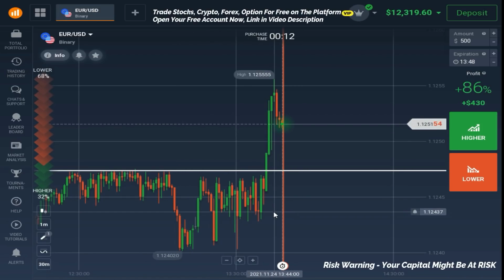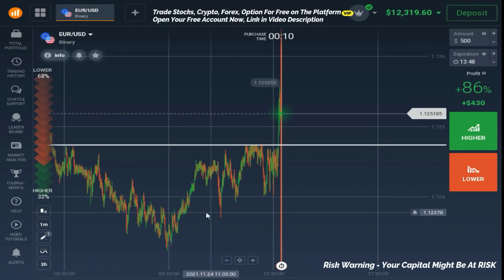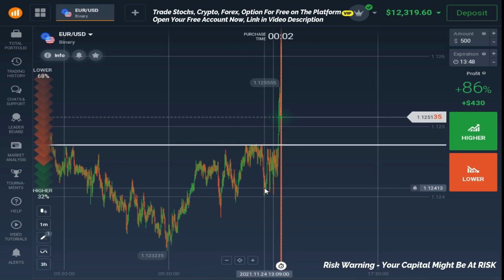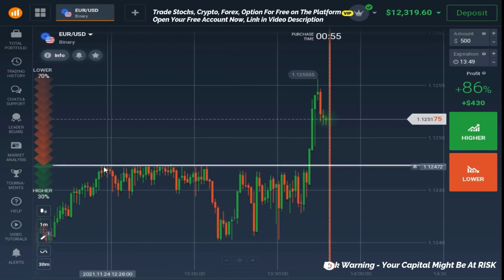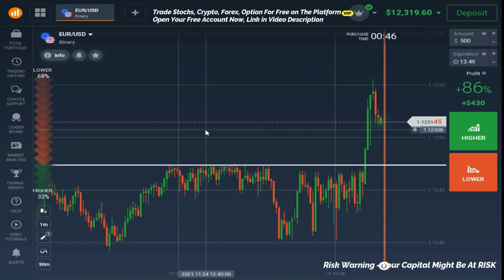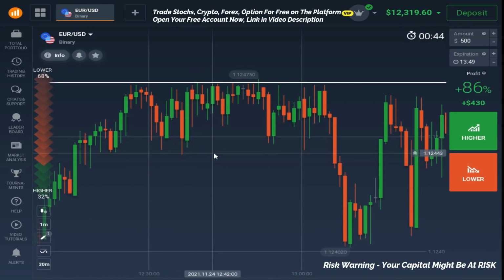Now let me explain why I took this trade. The simple reason was that the market was consolidated here, but still forming higher highs, meaning the market wants to go up, but there is a situation which is stopping it. So what is the situation? This resistance wall is hindering the path of the market, and buyers were trying really hard.